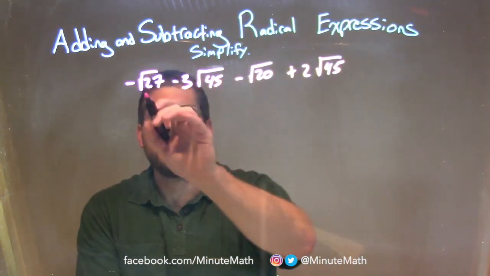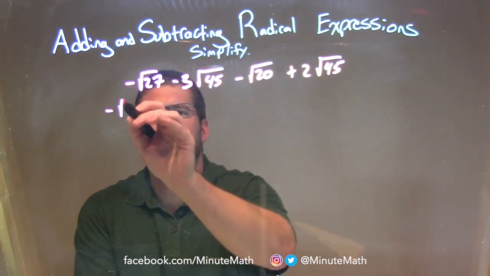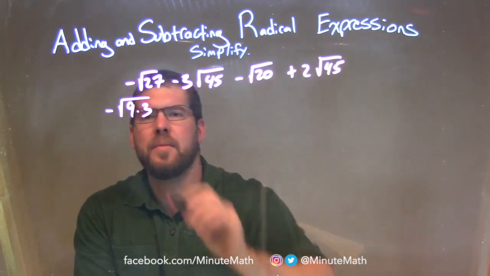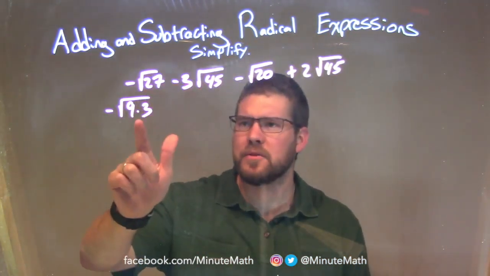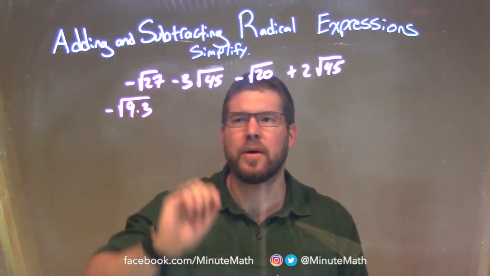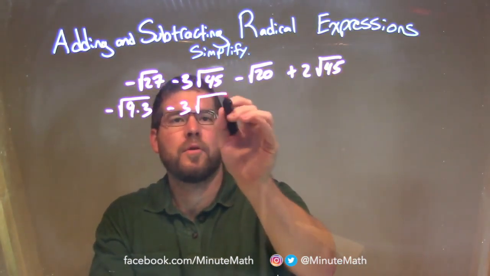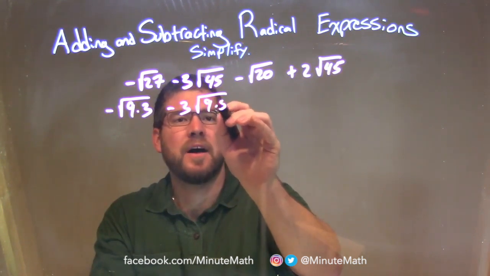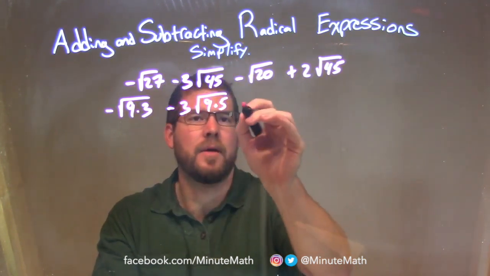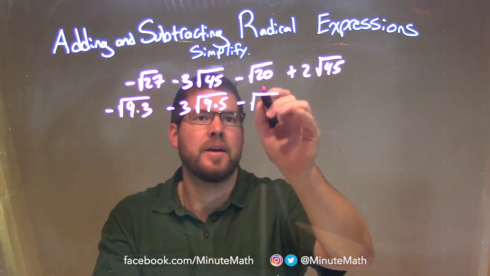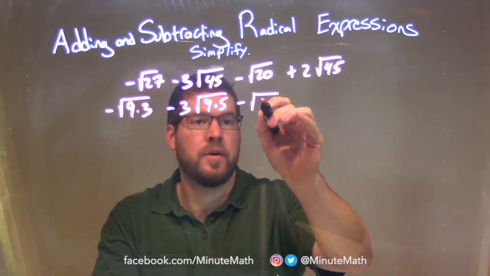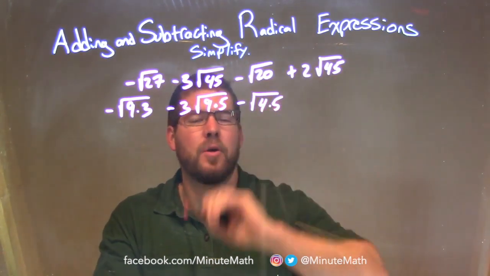So, the square root of 27, well, I know that's 9 times 3. And the reason why I'm choosing 9 times 3 here specifically is I know I can take the square root of 9. Now we have minus 3 square root of 45, again, is 9 times 5, and I choose that because I know I can take the square root of 9. Square root of 20 here is just 4 times 5, and I choose 4 times 5 because I know I can take the square root of 4.